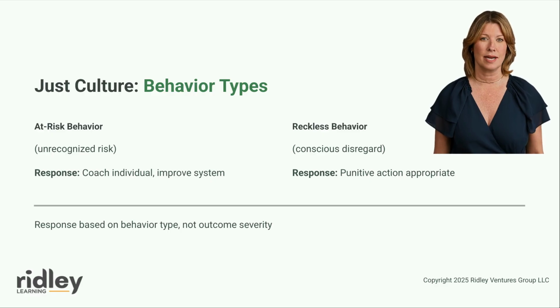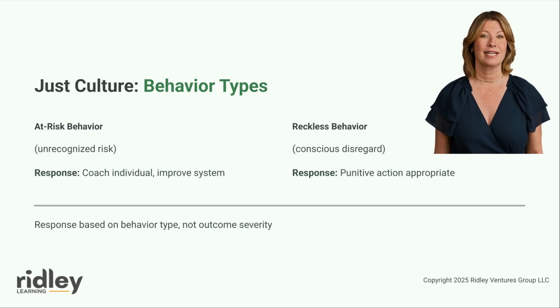The third type of behavior is reckless behavior, which is a conscious disregard of a substantial and unjustifiable risk. For example, a surgeon deliberately refuses to perform the mandatory preoperative timeout. The just culture response is that this is the only category where punitive action is appropriate. The individual has made a blameworthy choice and must be held accountable. In a just culture, the response to an event is predicated on the type of behavior involved, not on the severity of the outcome.